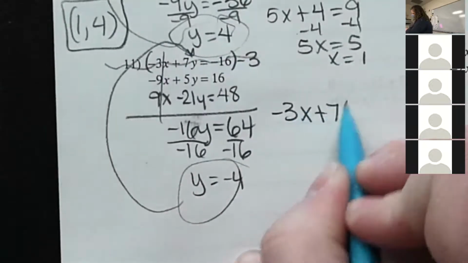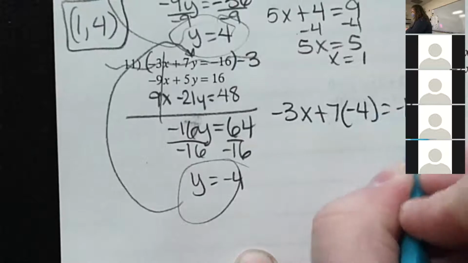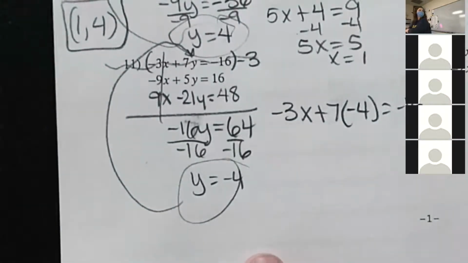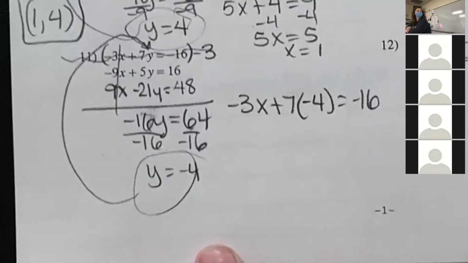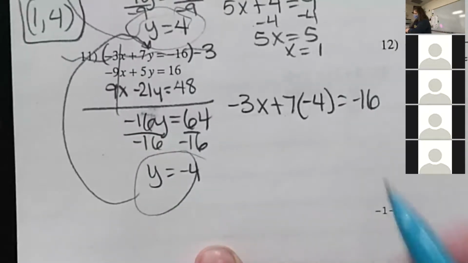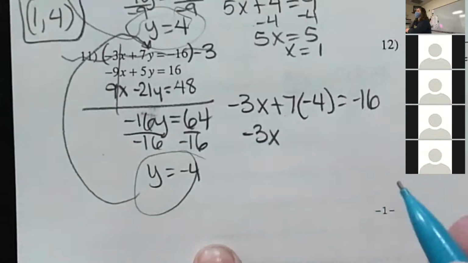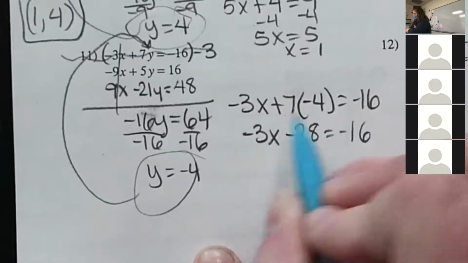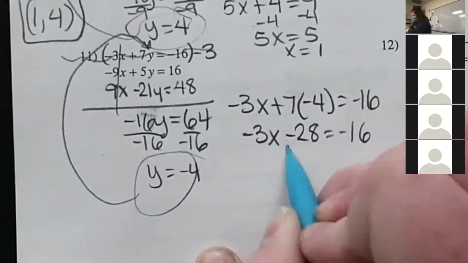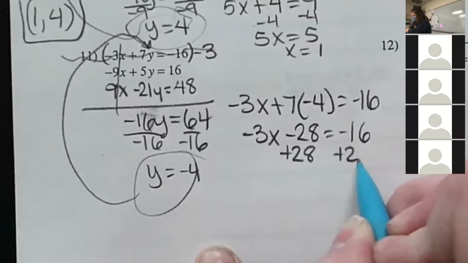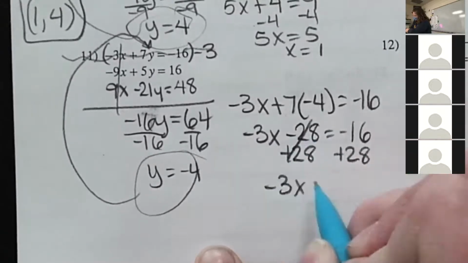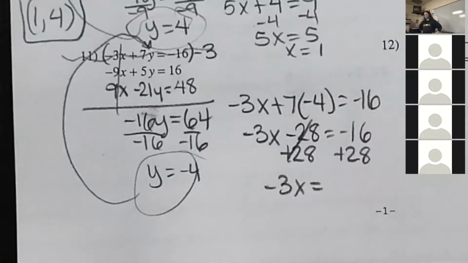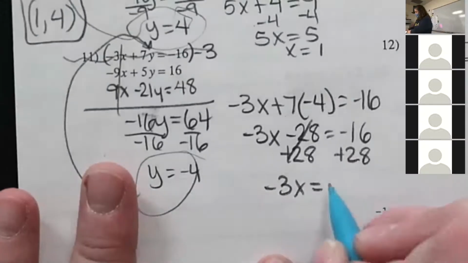-3x plus 7 times a -4 equals -16. Oop. Move it over so you can see it. 7 times -4 is what? -28, good. So how do I get rid of that -28? Add, plus, yep, however you want to say that. What's -16 plus 28? 12, right? Close, yep, 12.